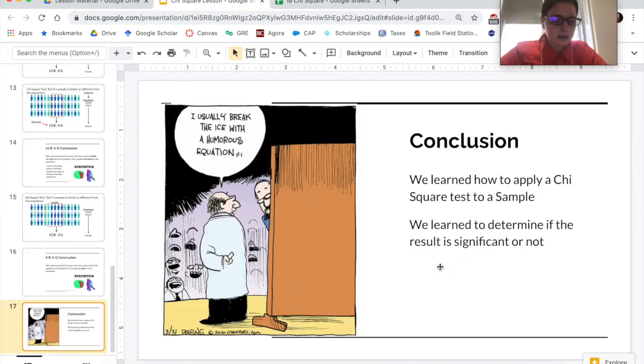In conclusion, in this lesson we learned how to apply a chi-square test to a sample, and we learned how to determine if the result is significant or not.